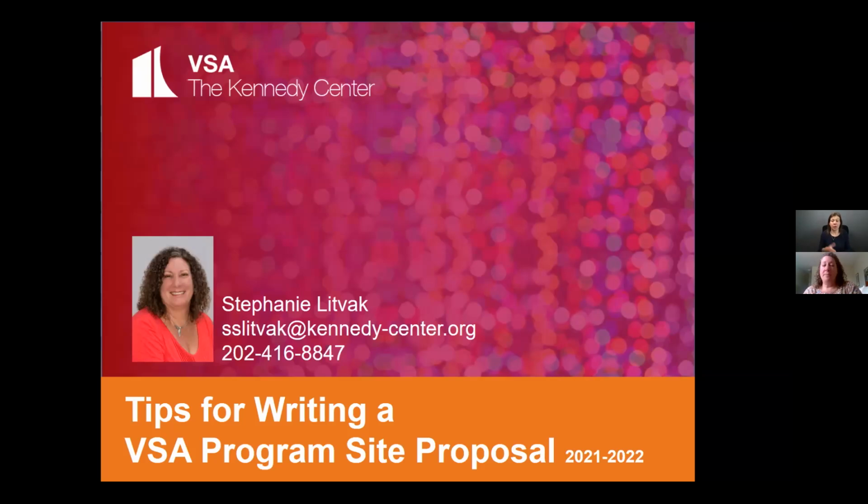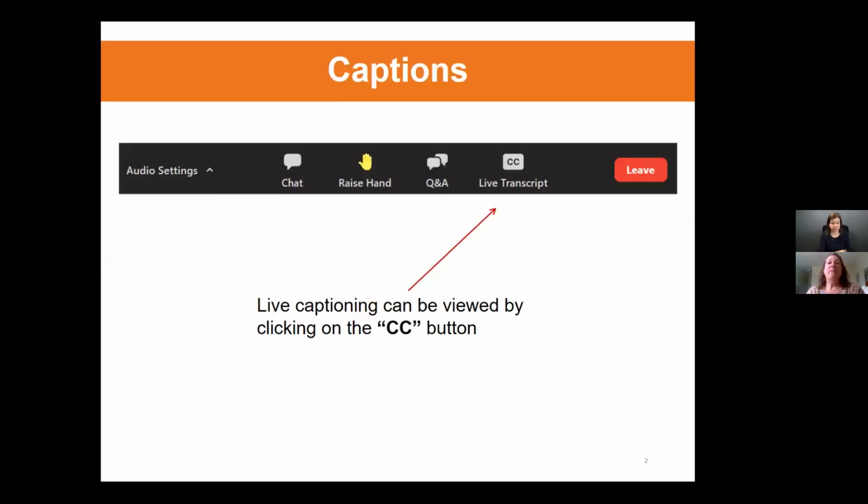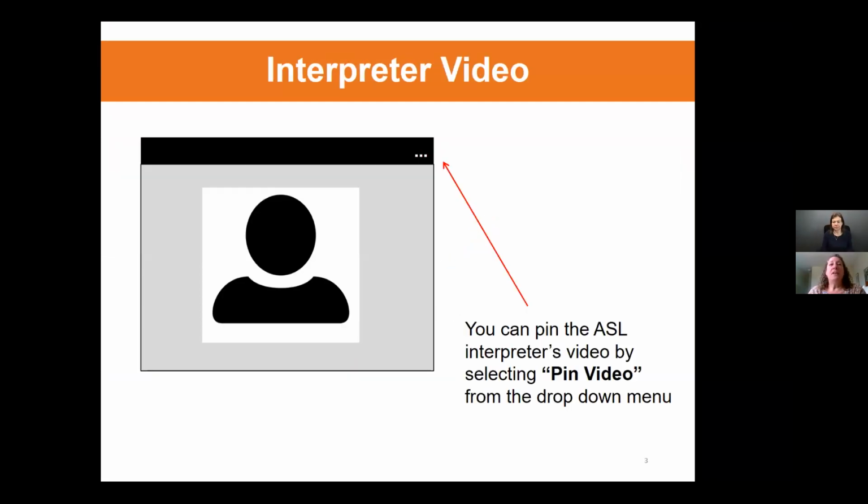Before we get started, I'd like to take a brief moment to introduce you to the Zoom control panel. Captions: you can view live captioning of this webinar by clicking on the CC Live Transcript button on the control panel at the bottom of your window. Interpreter video: to keep the ASL interpreter in view, you can select Pin Video from the drop-down menu above the interpreter's video.